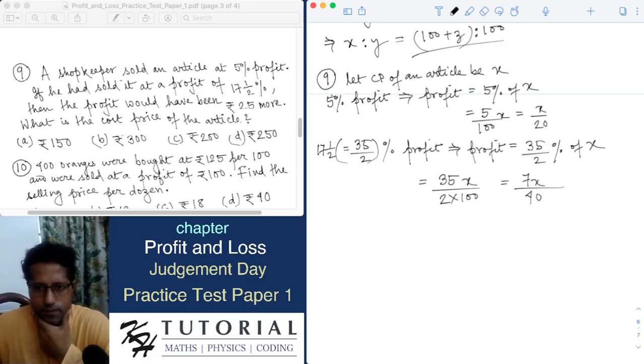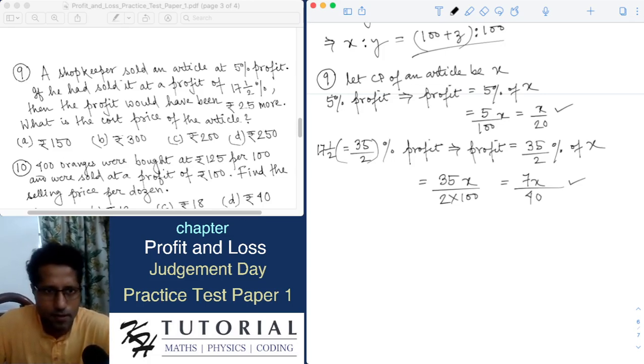So this is the profit when there is a 7.5% profit, and this is the profit when there is a 5% profit. So it is saying that then the profit would have been rupees 25 more. So this implies we can say that 7x by 40 minus x by 20 is equal to 25.